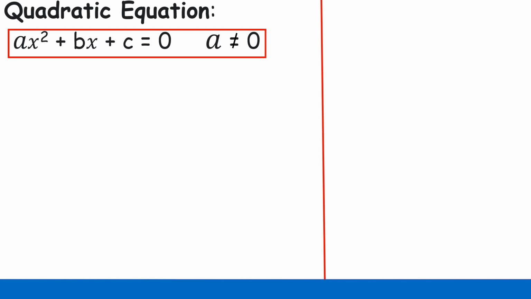I want us to know that a can be less than 0, that is negative, and of course a can be greater than 0, that is positive. But a must not be equal to 0.